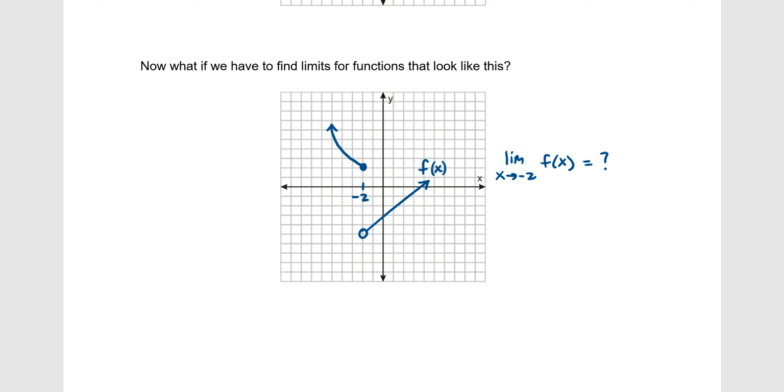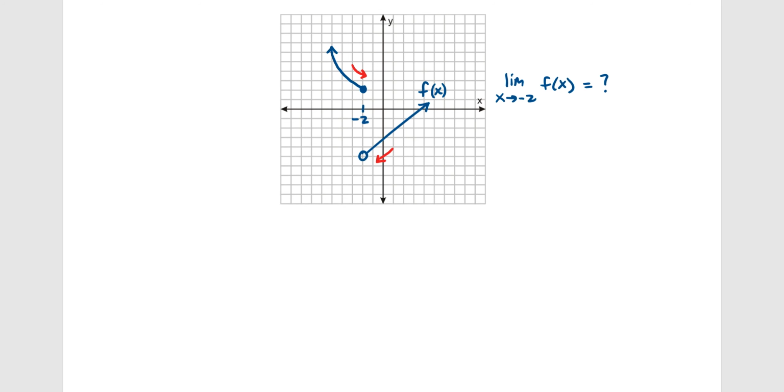So for this particular one, we want to know what's the limit of the function as x approaches negative 2. So this time, if we come from the left and we come from the right, it's different, right? They're not going to the same place. There's that jump discontinuity there. So now let's see what happens when this is the case.